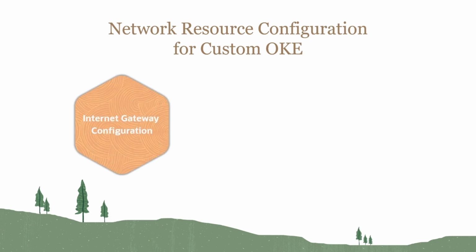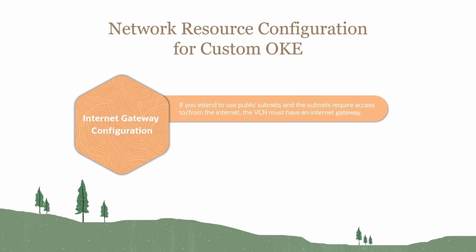Internet gateway configuration. This is essential when your custom OKE cluster involves public subnets that require internet access. Let's break down why this is crucial. First, if you plan to use public subnets for components like worker nodes, load balancers, or Kubernetes API endpoints, you must have an internet gateway. Public subnets are designed to interact with the internet, but the gateway is the key that makes this possible.